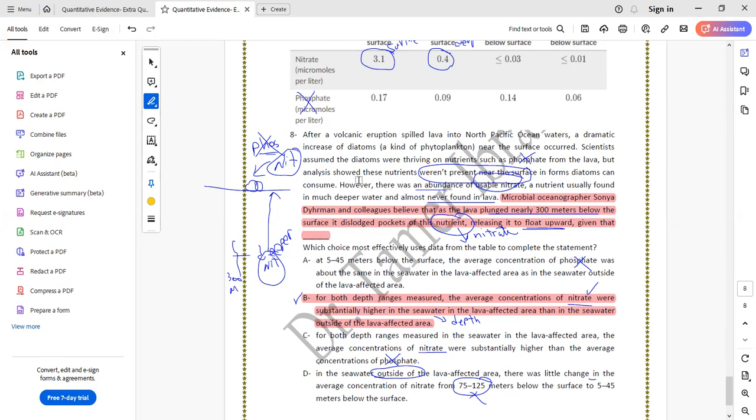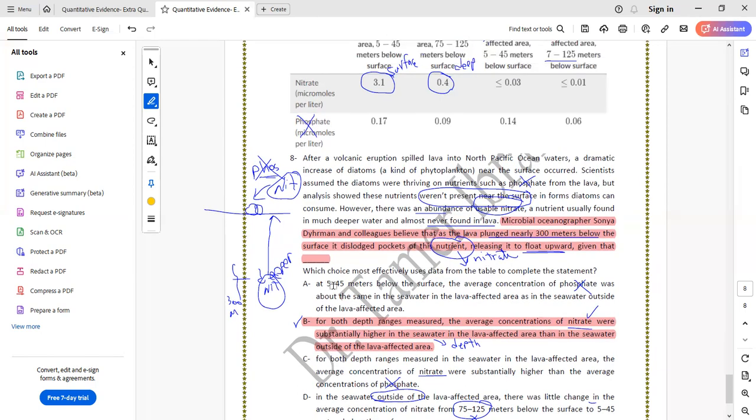Diatoms can consume. However, there was an abundance of usable nitrate. So the nutrient is nitrate, a nutrient usually found in much deeper water and almost never found in lava. Okay, so now we need to know that nitrate will be released. I need to find that.